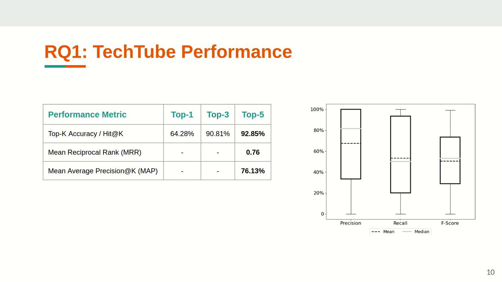RQ1 discusses the performance of TechTube in retrieving relevant videos and relevant video segments. We use 98 queries and the BM25 method to retrieve the top 5 relevant results with respect to their textual similarity to the reformulated query. We then compared these videos against our ground truth using hit at k, mean reciprocal rank, and mean average precision.